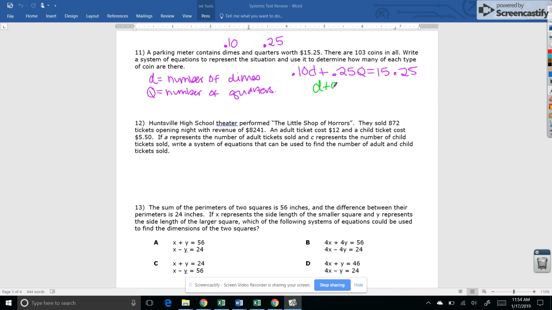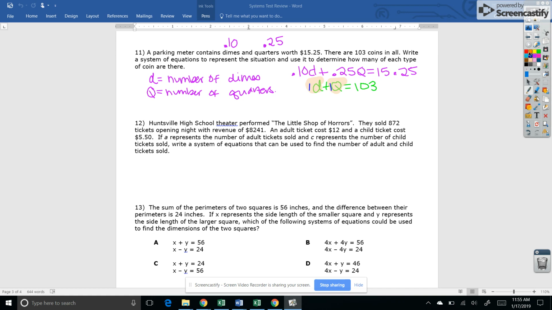So my dimes and my quarters have to add together to get 103. This particular problem is set up to do elimination because I have it in standard form. D's are lined up, Q's are lined up, numbers are lined up. So when I do elimination, I have to think about getting something to cancel out. I know that both of these coefficients are 1. So the easiest thing to do is to make something a negative 1. So one of these coefficients needs to be made a negative 1 so it'll cancel out with these positive ones.